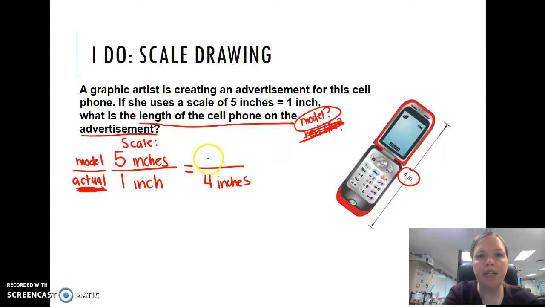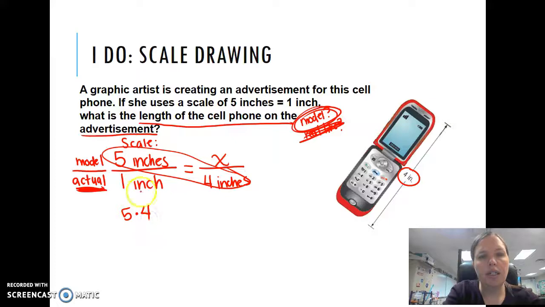What do I not know? And again, say my question here, I don't know the model. So I've got my numbers lined up. Let's cross multiply. We have 5 times 4, and we would divide by 1. 5 times 4 is 20, divided by 1 is 20, so 20 is the value I'm missing.